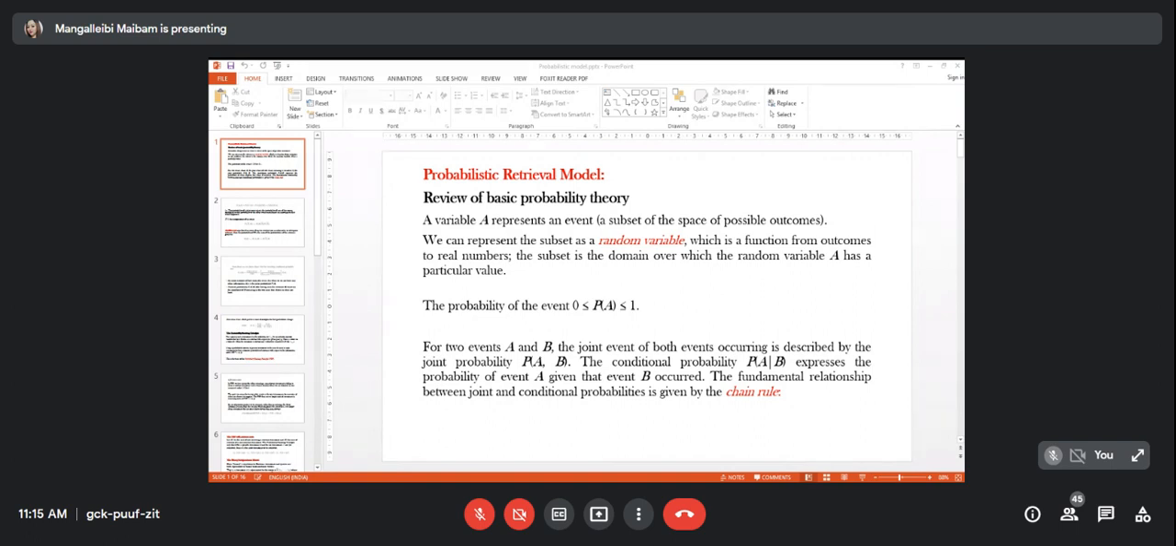After that, we have the probabilistic retrieval model. In the probabilistic retrieval model, we are going to review the basic probability theory.